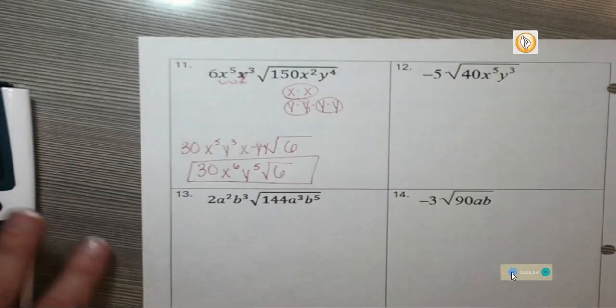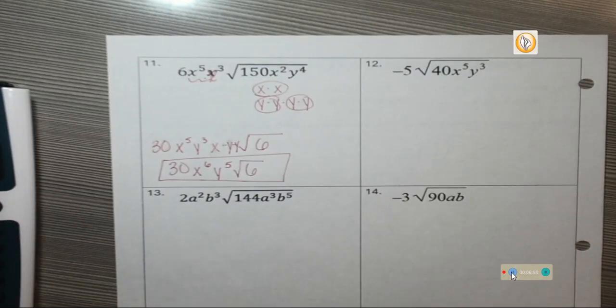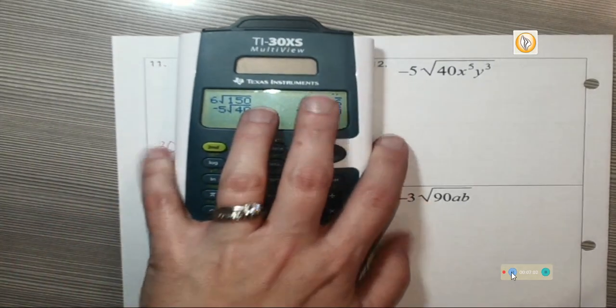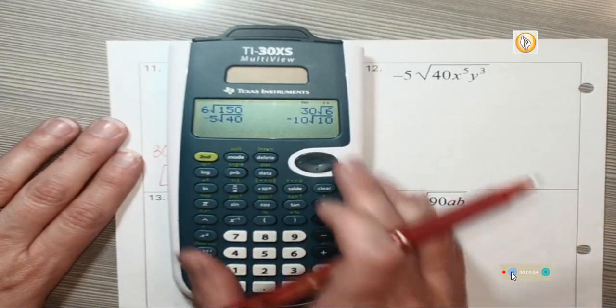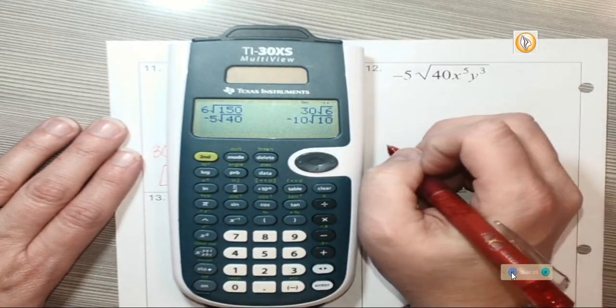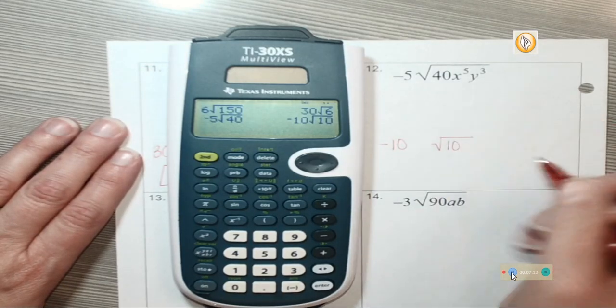All right, so let's look at number 12. I want you to do number 12. It's very much like the last ones we did before. I'm going to put in the number part, okay? So I put in -5 square root of 40. What I've got is a -10. I'm going to leave a little space, square root of 10.